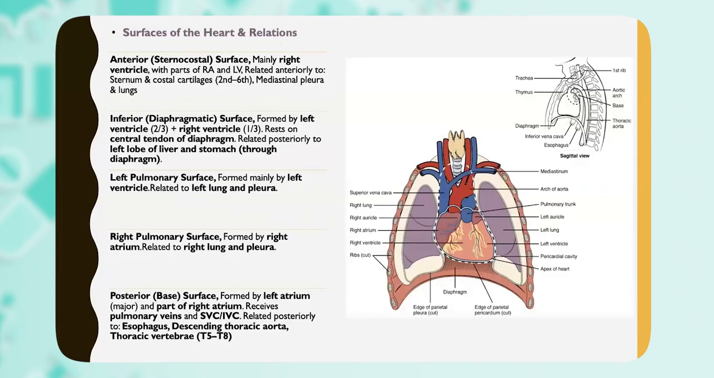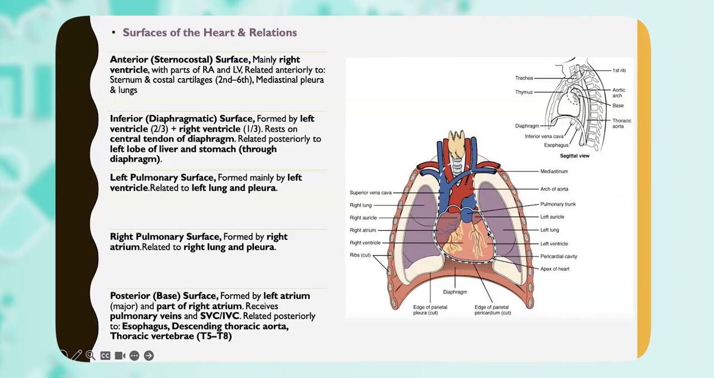Surfaces of the heart and relations: we need to remember any of the symptoms that valvular heart disease or chamber enlargement produce. So the anterior sternocostal surface is formed mainly by the right ventricle, and hence clinically, when we take lateral X-rays and the space between the sternum and the heart is obliterated, we call it right ventricular enlargement. The inferior diaphragmatic surface is formed by the left ventricle in 2/3 and the right ventricle in 1/3, resting on the central tendon, as told earlier as well.